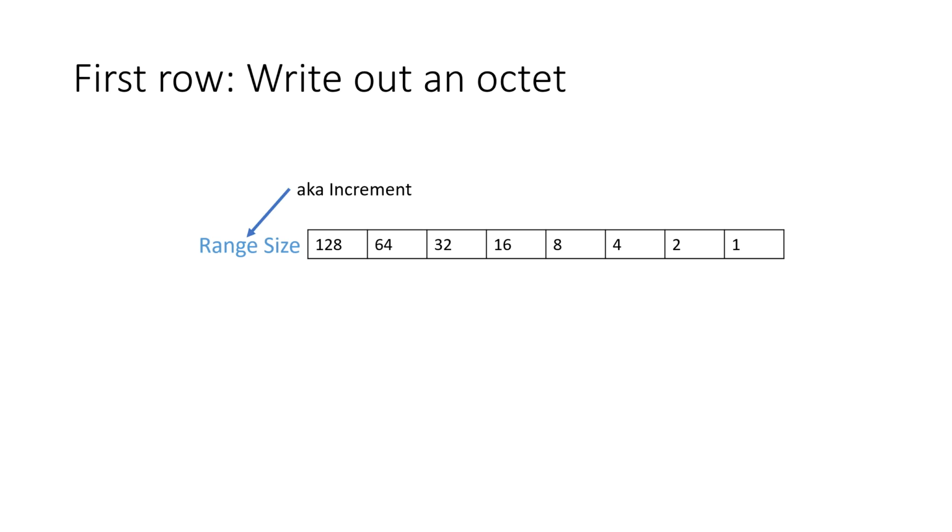So, first row, write out your octet values, all the place values, 128 down through 1. Incidentally, this is your range size, but don't worry about labels right now. Just worry about the mechanics of how to crank this thing out.